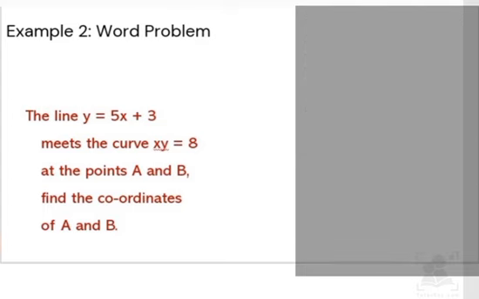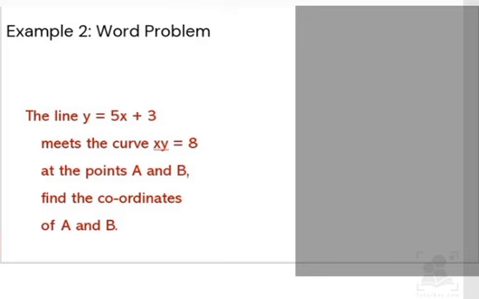Example 2 says that, as we can see, example 2 is a word problem. It says that the line y equals 5x plus 3 meets the curve xy equals 8 at the points A and B. Find the coordinates of A and B.